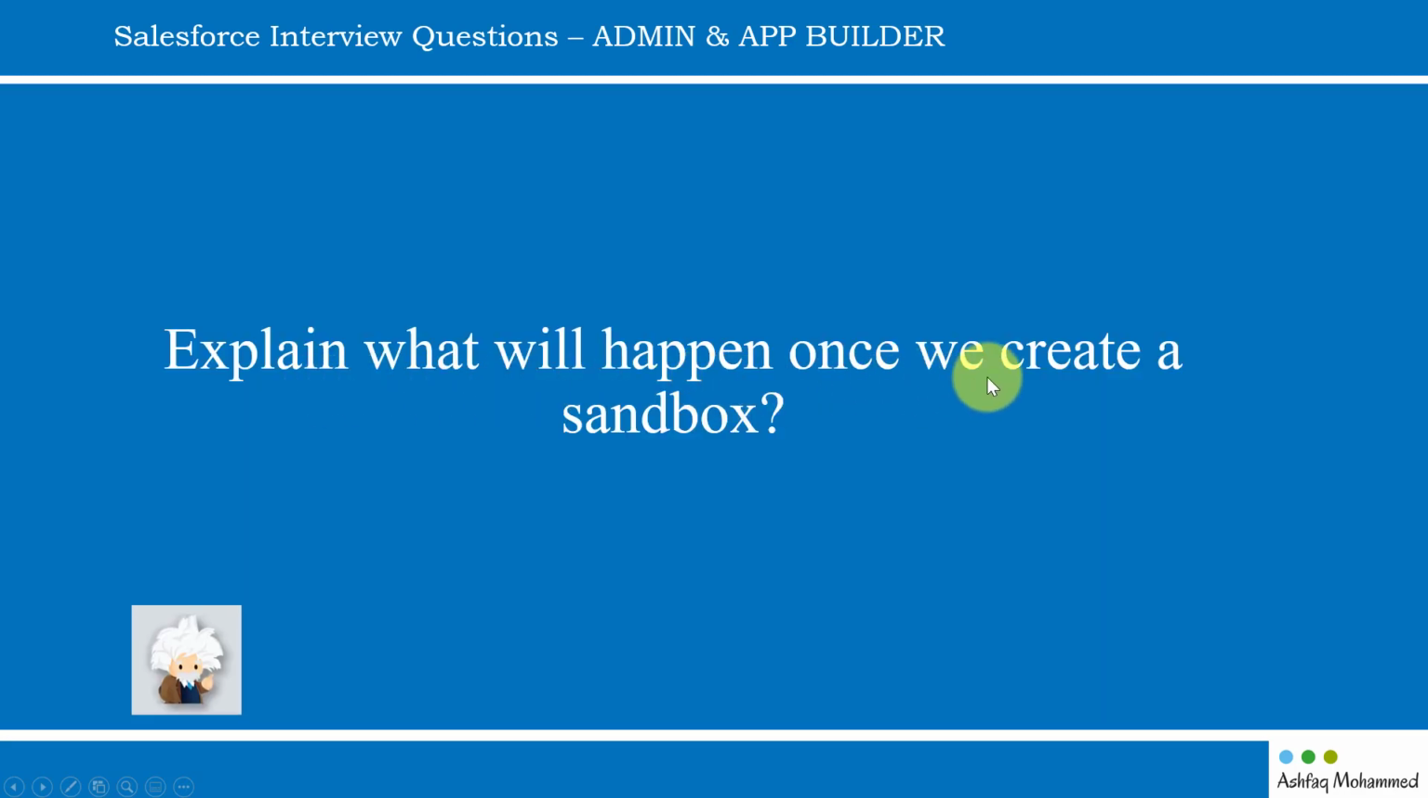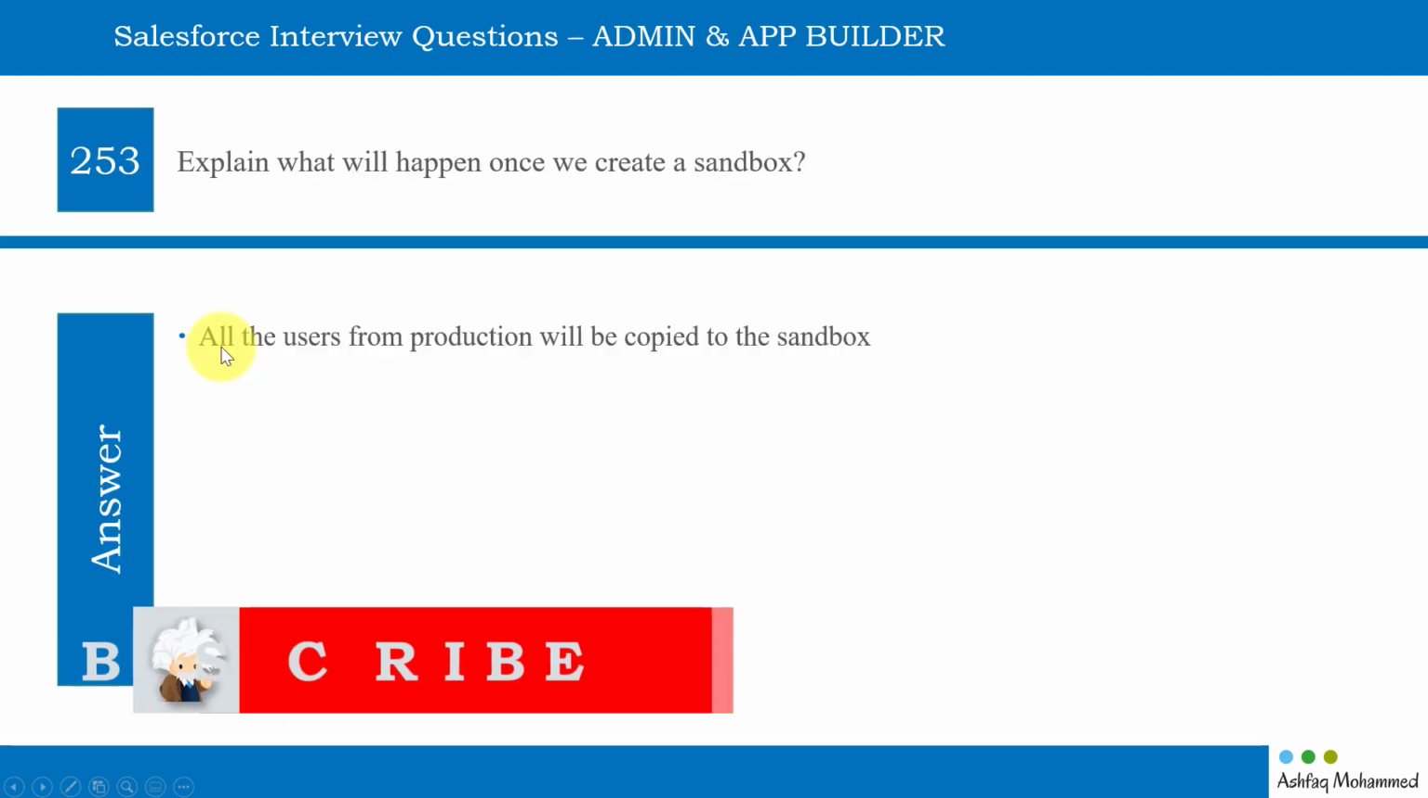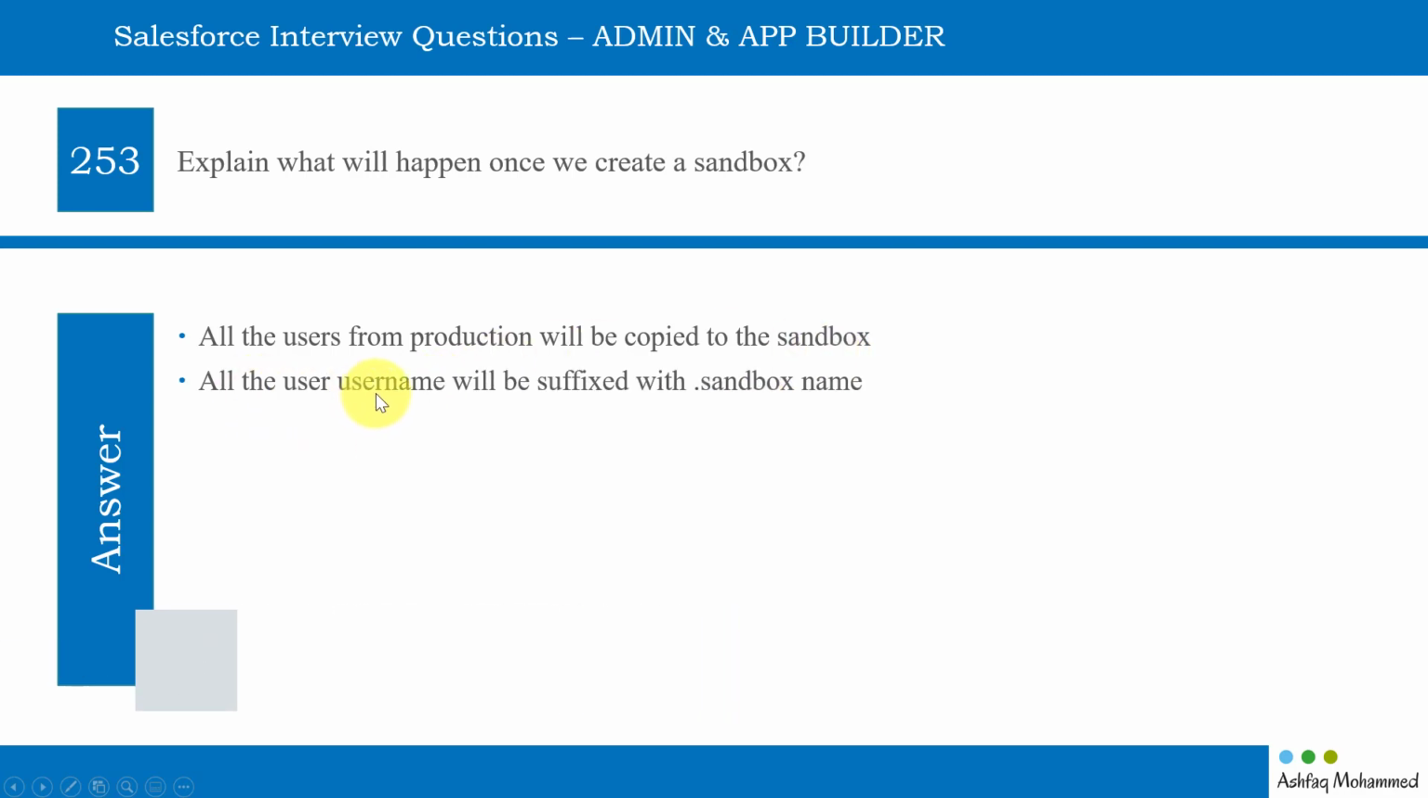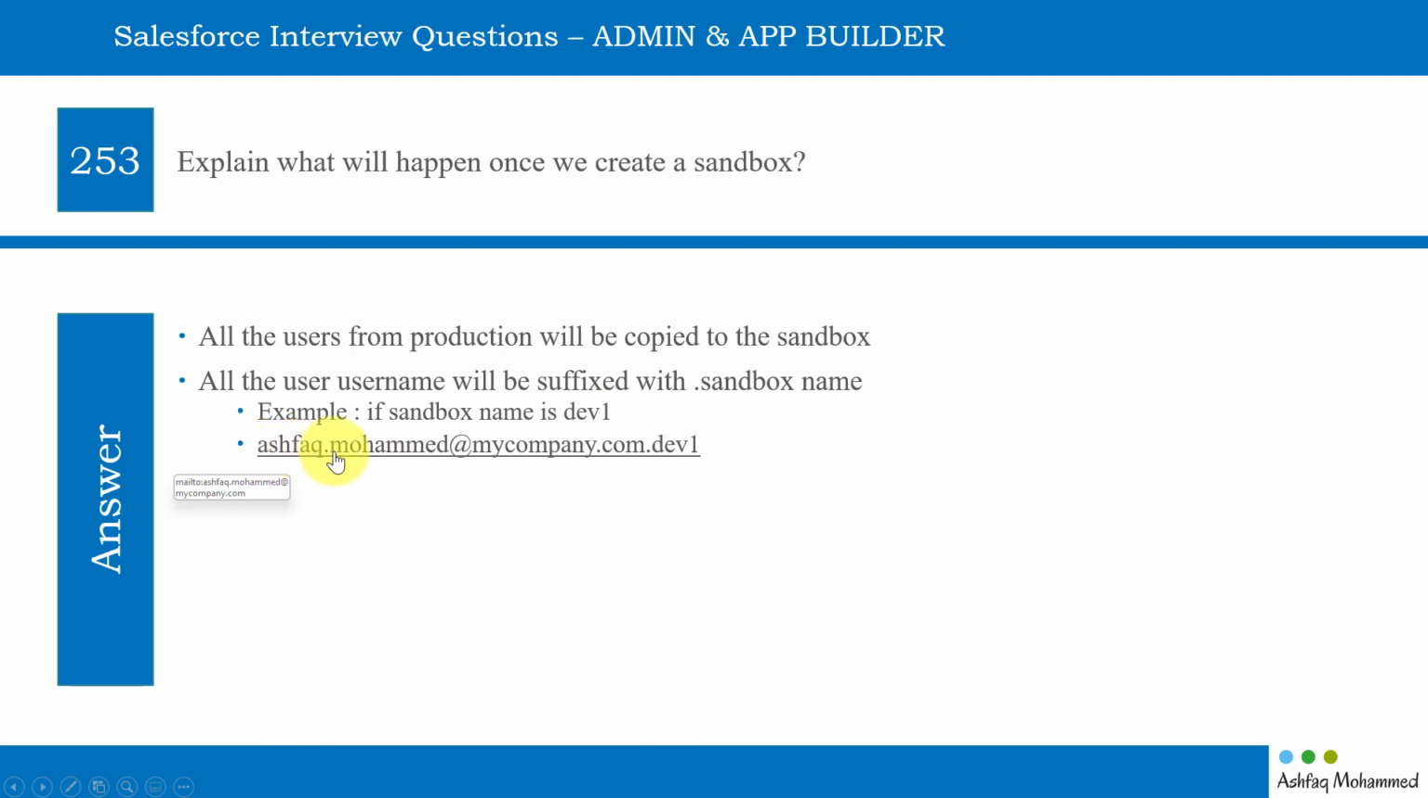So explain what will happen once we create a sandbox. As soon as we create a sandbox, all the users from production will be copied to the sandbox. Okay, all the users will be copied and all the usernames will be suffixed with the sandbox name. For example, if my sandbox name is dev1, then my production username is myname@company.com. What will happen in the sandbox is my username becomes myname@company.com.dev1.